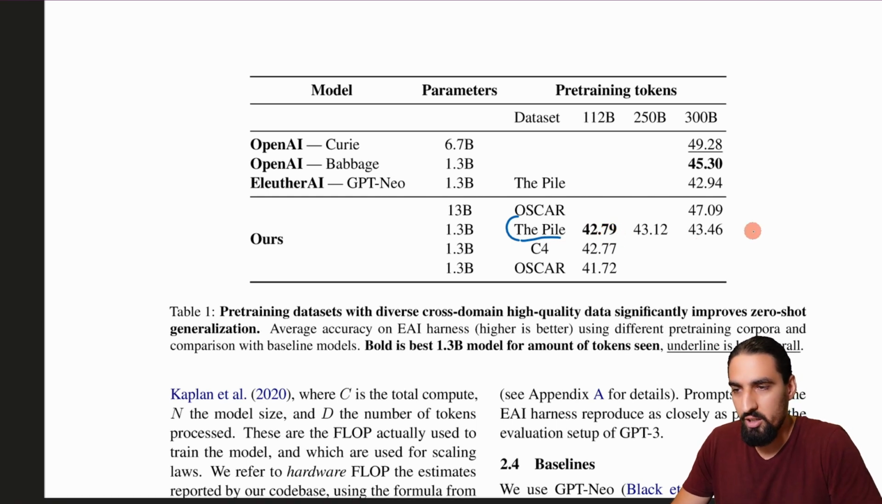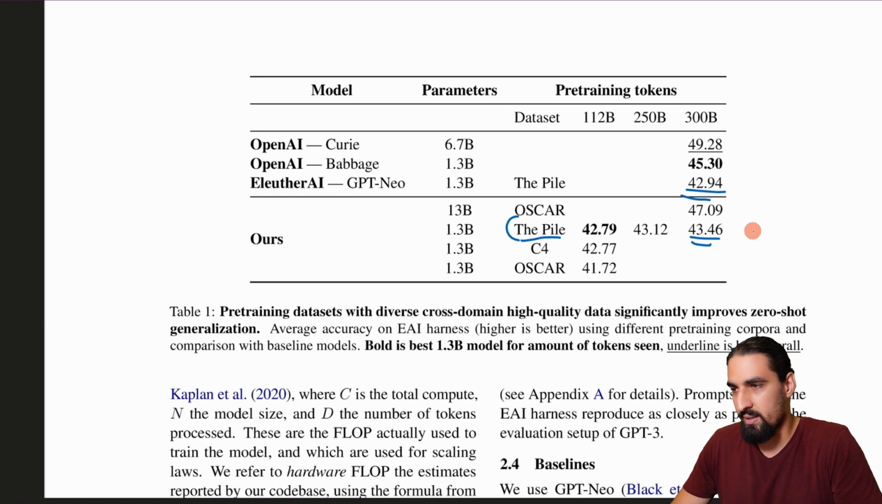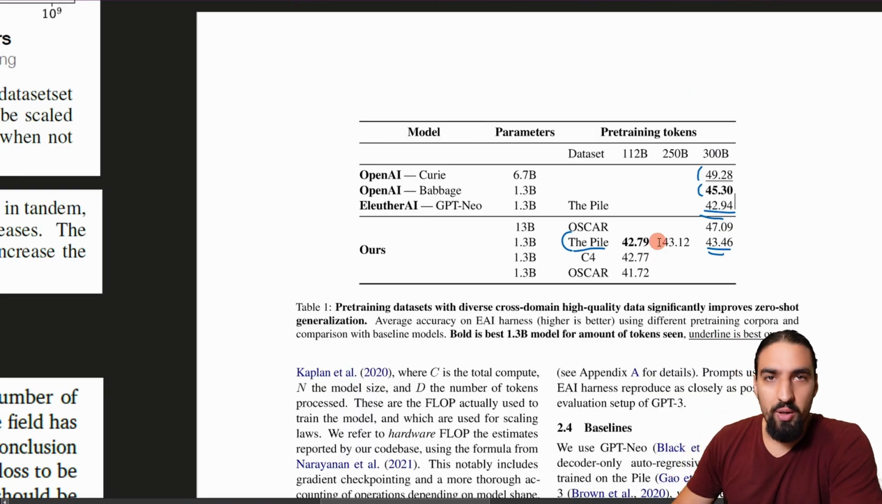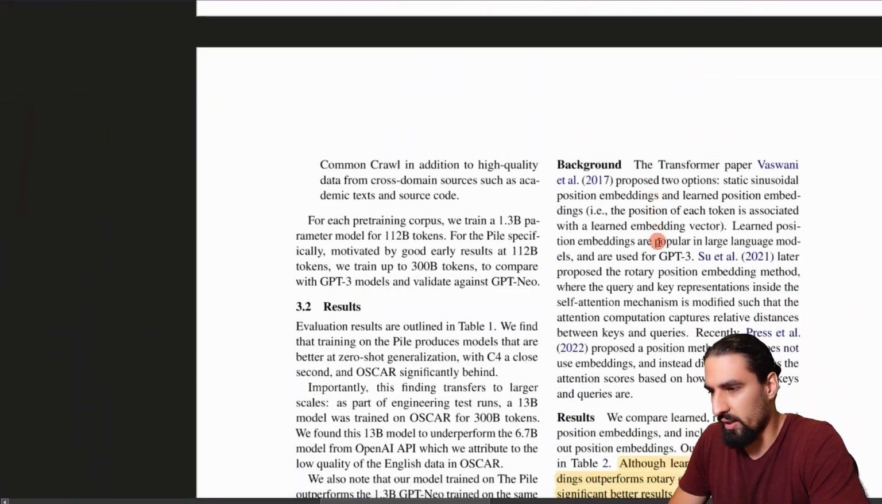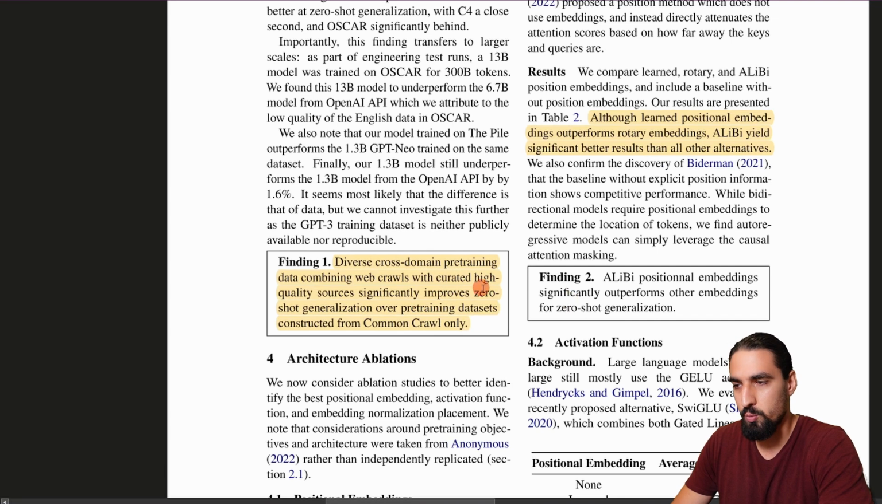You can see that the blue model here is on par and even a bit better compared to Eleuther's paper, the GPT-Neo paper. So that was the paper before this one, the GPT-NeoX-20B. And you can also see that OpenAI's models do outperform them by some amount. So that's worth noticing. Okay, guys, let's continue here. Let's see what else is interesting in this paper. So as I said, diverse cross-domain pre-training data combining web crawls with curated high-quality sources significantly improves zero-shot generalization over pre-trained datasets constructed from Common Crawl only.